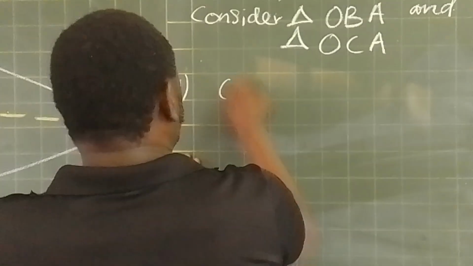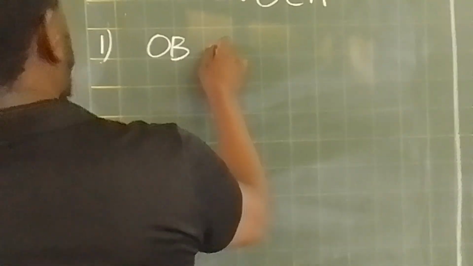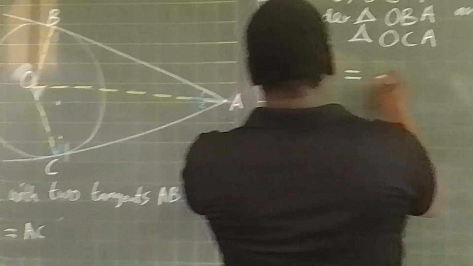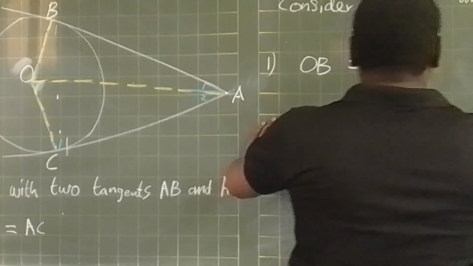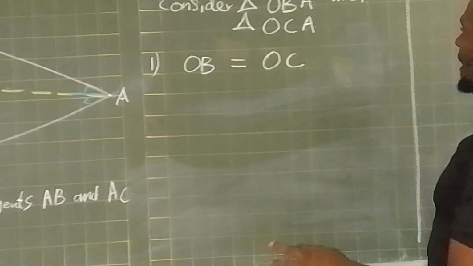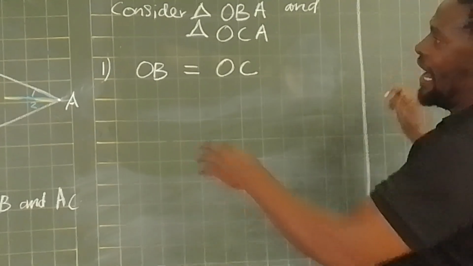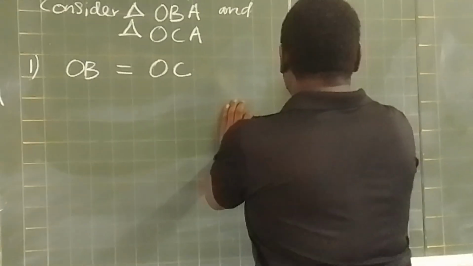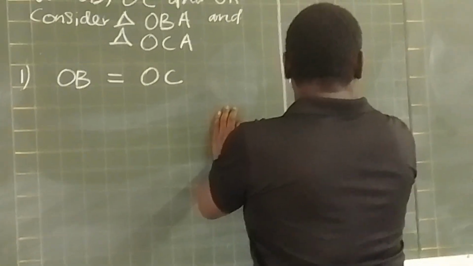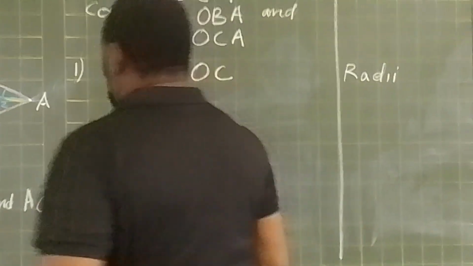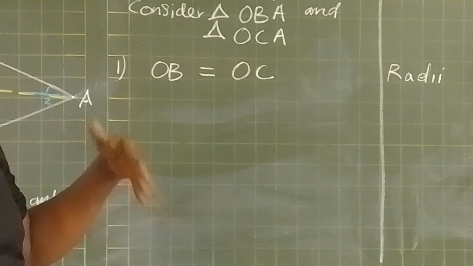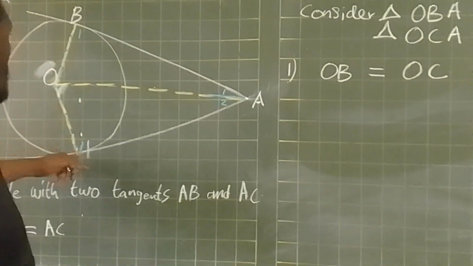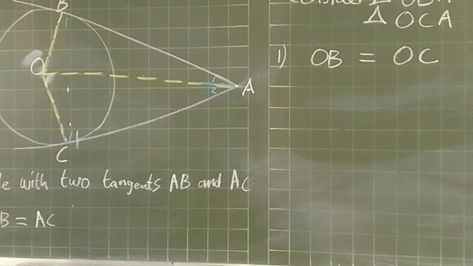We have OB equals to OC. What is the reason for that? The line from the center to the circumference is a radius. They are both radii. One radius, more radii.